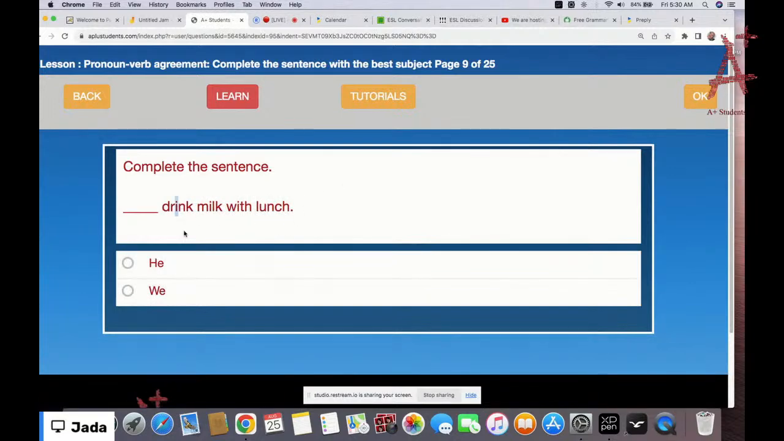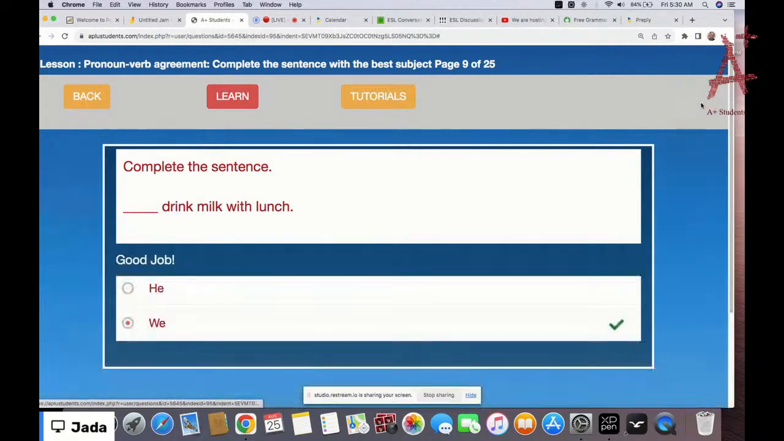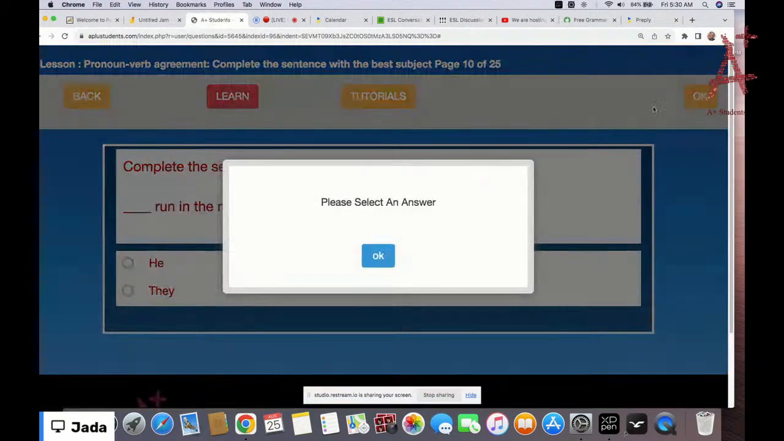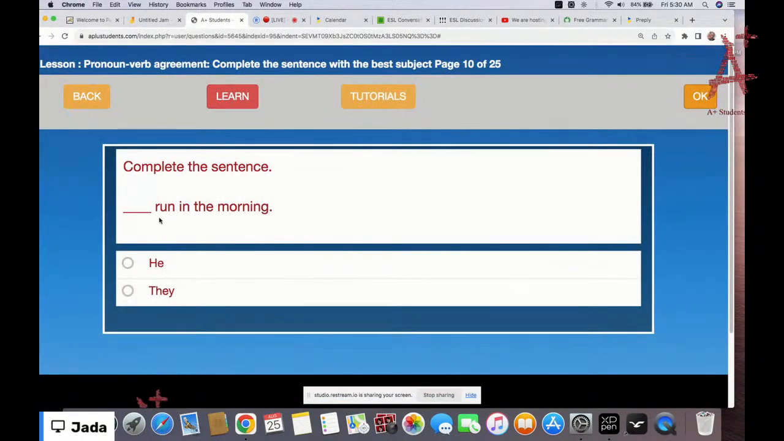Dash drink milk with lunch. Drink. It doesn't say drinks. So since you have drink with no S, what is going to be your answer? It's gonna be plural. Dash run in the morning. Run, no S, so it's going to be what? Plural. They run.